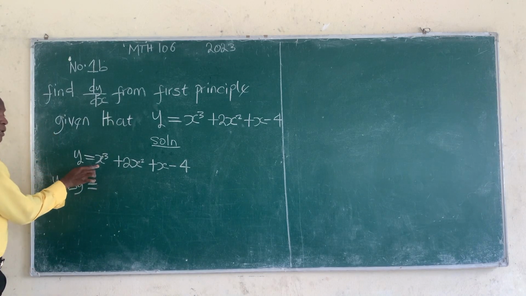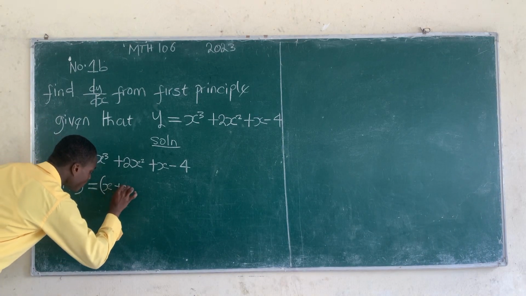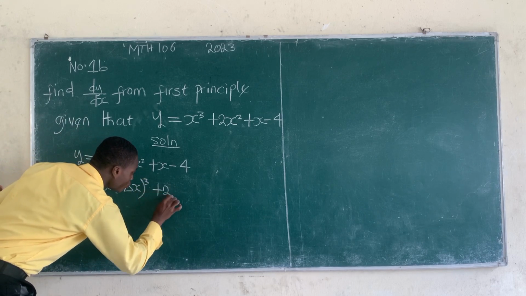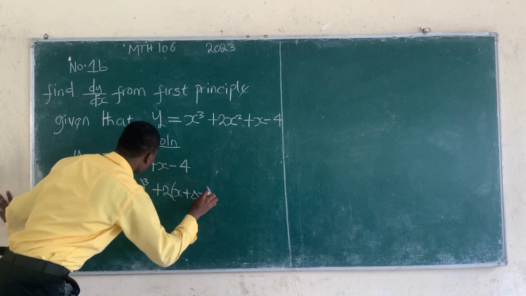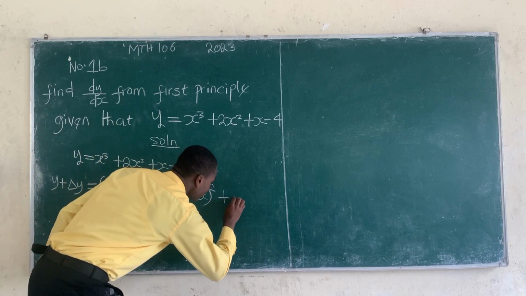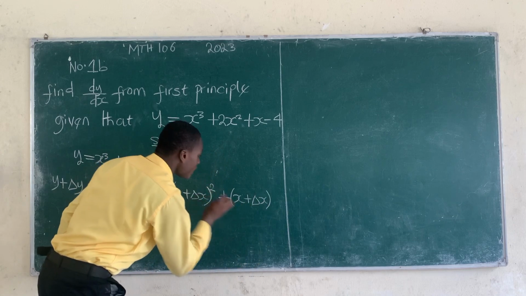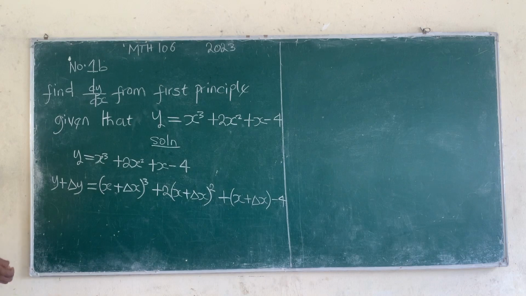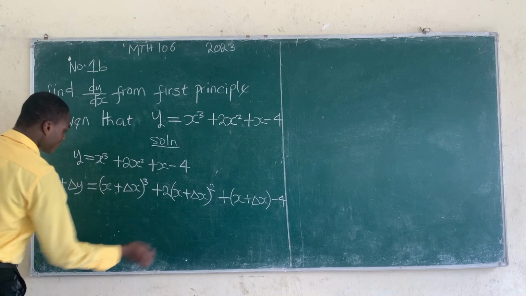So we have y plus increase in y. And to the right hand side, in place of x, we add x plus increase in x. So we have x plus increase in x to the power of 3 plus 2. In place of x, we add x plus increase in x to the power of 2. Then plus, in place of x, we add x plus increase in x. Then the last one there is minus 4.